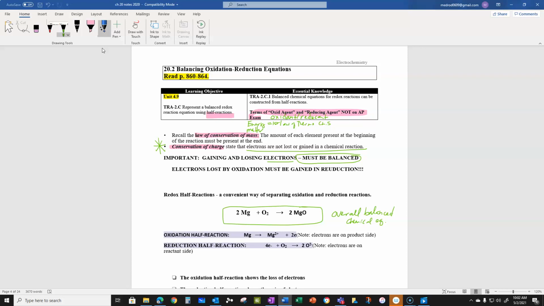And that's a bad spelling error right there. Oops. That's why I'm definitely this summer editing my notes big time. Redox half reactions. It's a convenient way of separating the equation that was oxidized and the equation that was reduced. So you're going to actually see two equations here, okay?